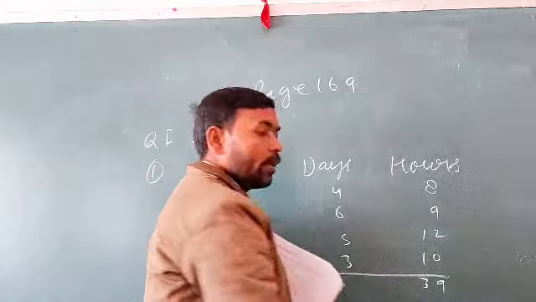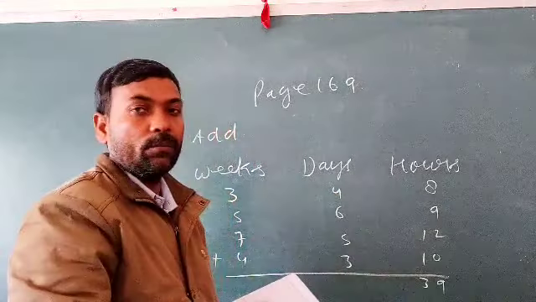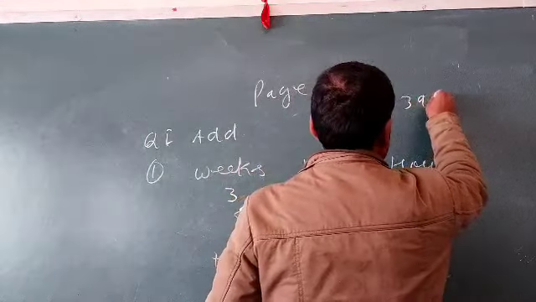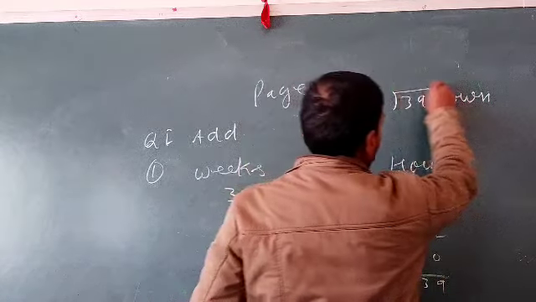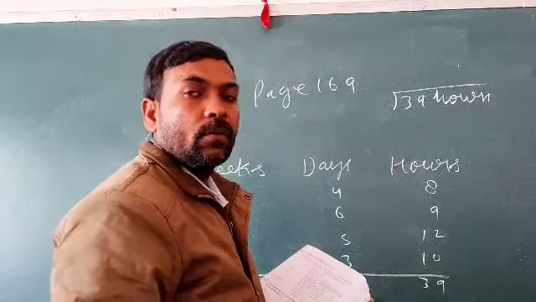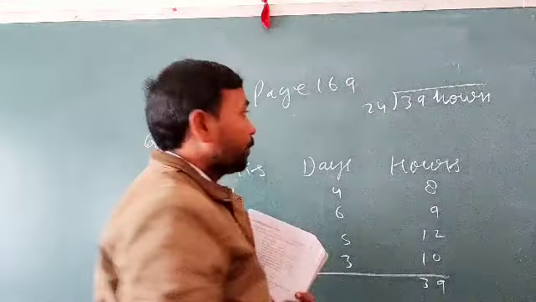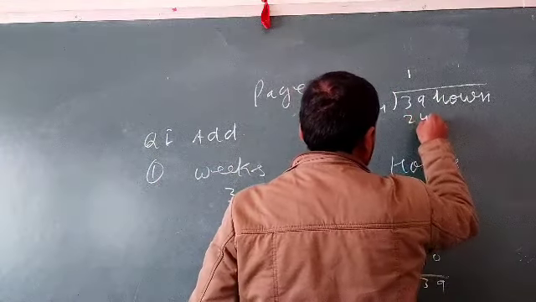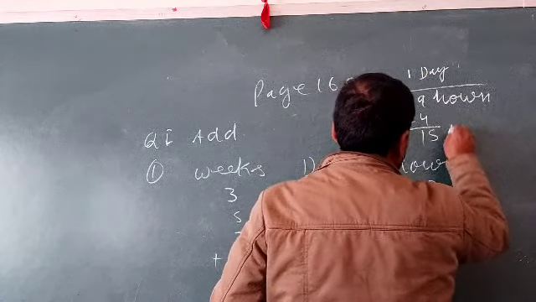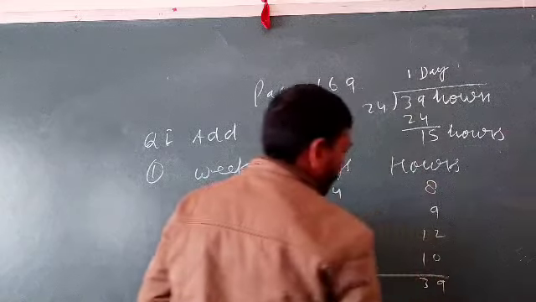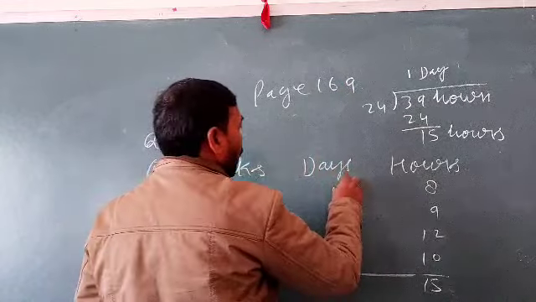So remember, the quotient will come in days, and we have to add that day in the days column. You can use the rough work for this. This will be 39 hours, so this can be converted into days by dividing by 24, because 24 hours make 1 day. So divide 1 time. The answer will be in days and the remainder will come in hours. So here we have to add only 15 hours, and 1 day we have to add in the days column.